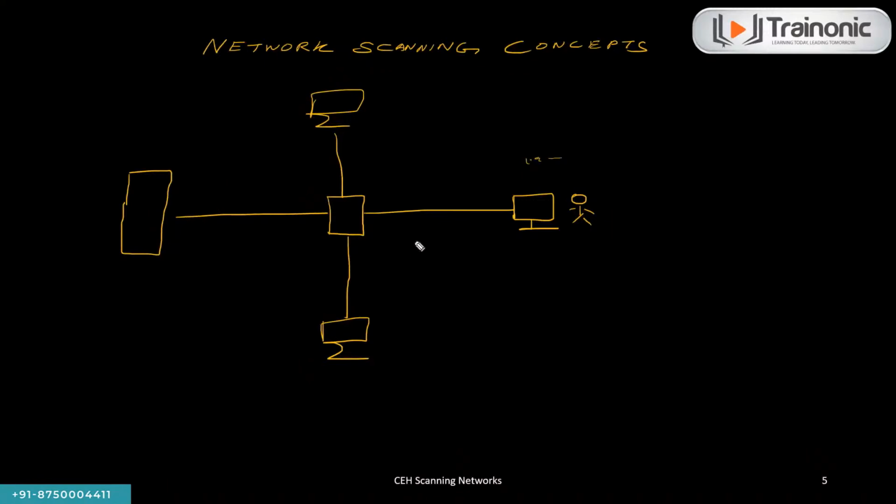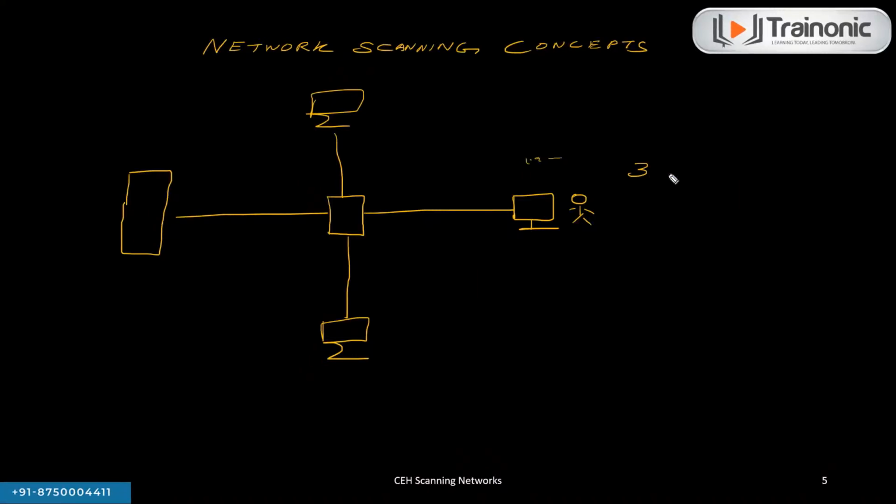Now, an overview of network scanning: network scanning refers to a set of procedures used for identifying hosts, ports, and services in a network. So maybe there are three computers. When you scan, it will let you know that there are three systems turned on and connected to the network, and that would be the identifying of hosts.